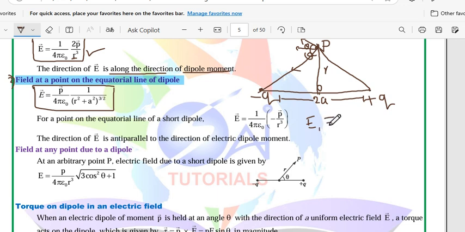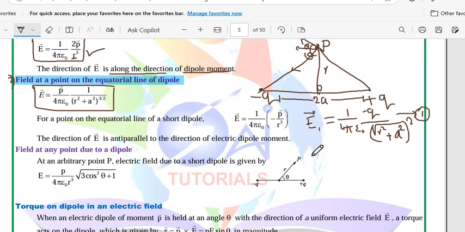But while deriving this, let us consider E1 is equal to 1 by 4 pi epsilon naught into the point charge minus q divided by, at a point on the equatorial line of the dipole, because it is a perpendicular line, it will become the square root of r square plus a square, whole square. So this is equation number 1. Am I right? This is equation number 1.